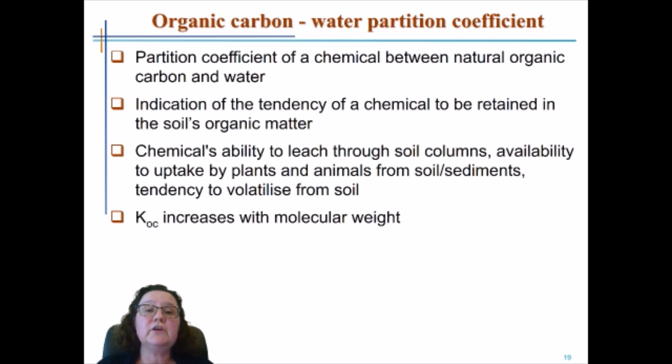The organic carbon water partition coefficient increases with molecular weight. And as with all the other examples I've given, as with all partition coefficients, it is what we call a thermodynamic constant, and that means it depends on the chemical you are studying, the chemical structure of that particular compound, but it also depends on the temperature. So yes, at different temperatures, you will have different organic carbon water partition coefficients.